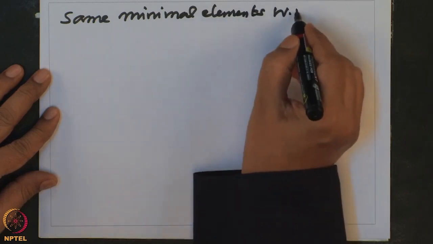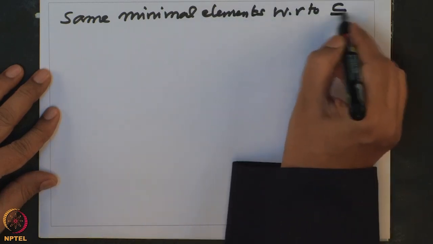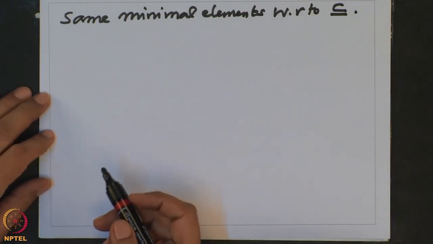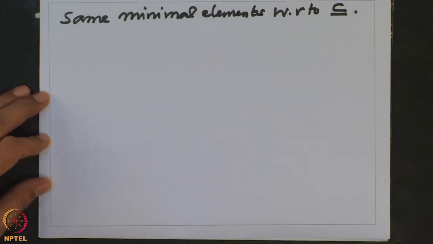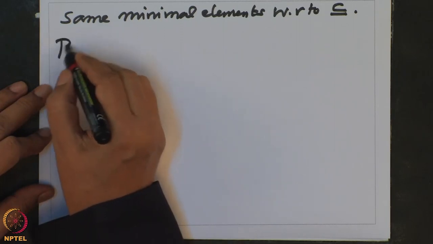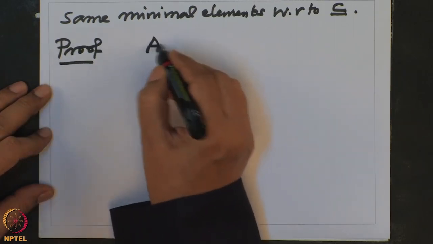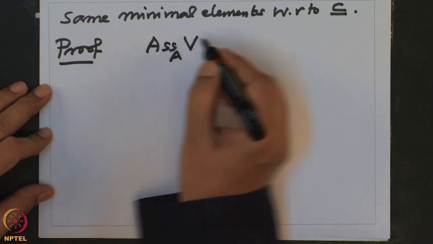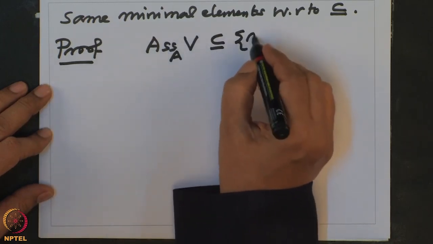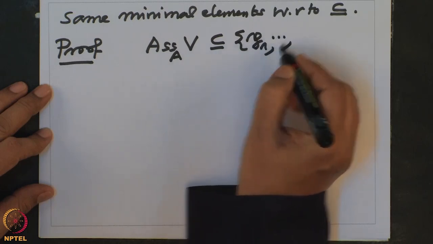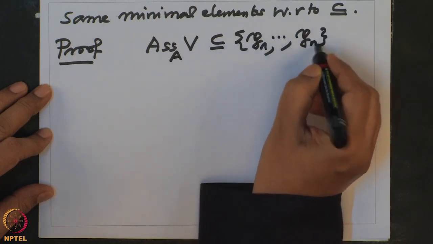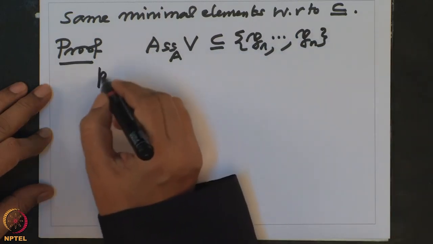With respect to the natural inclusion. All right, so proof. We have already proved that the associated prime ideals of V are precisely contained in P1 to Pn. This we have already proved earlier.